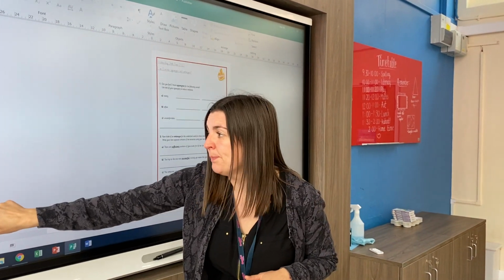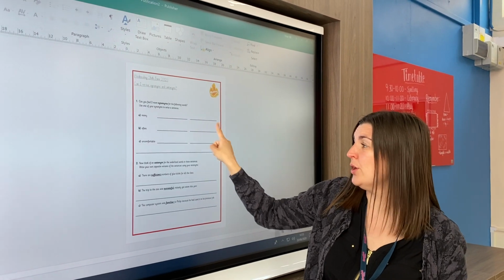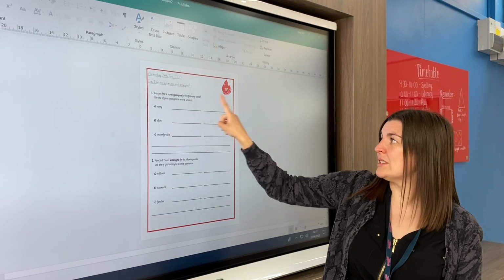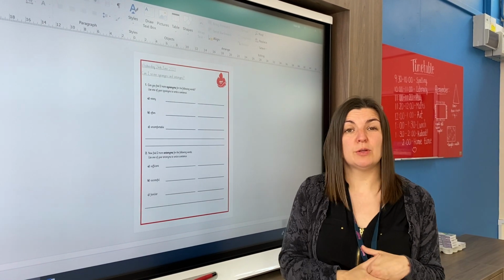So the medium is very similar, apart from you've got to think of a couple of words here. And then the hot, you've got to think of more synonyms here and more antonyms here. Okay, so make sure you only choose one.